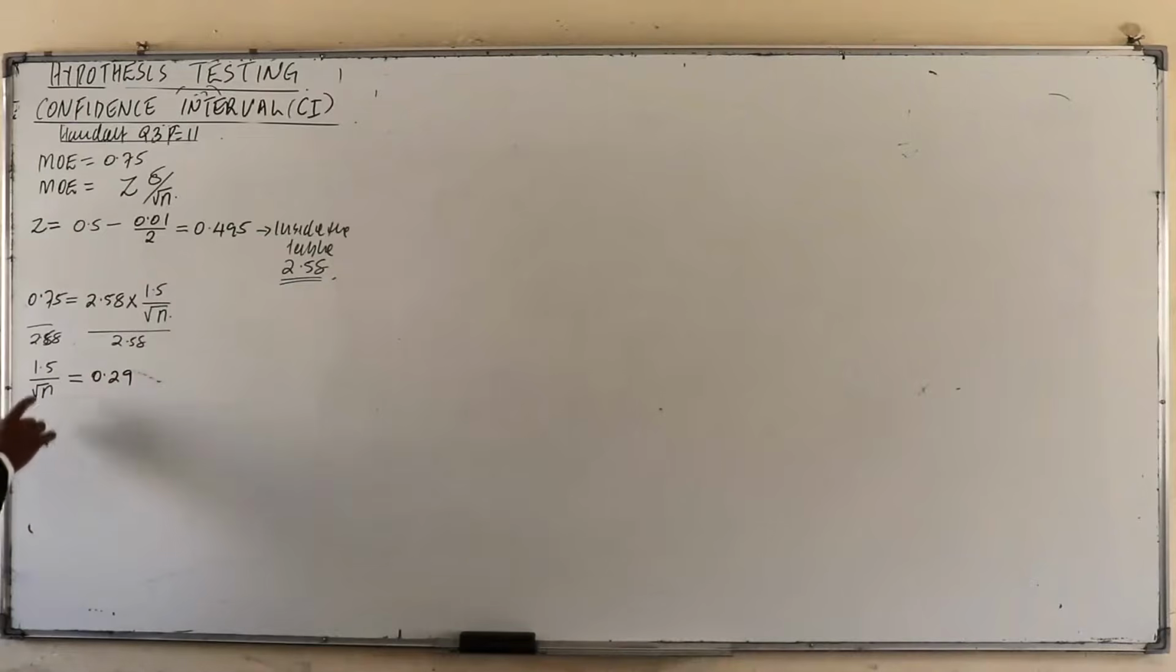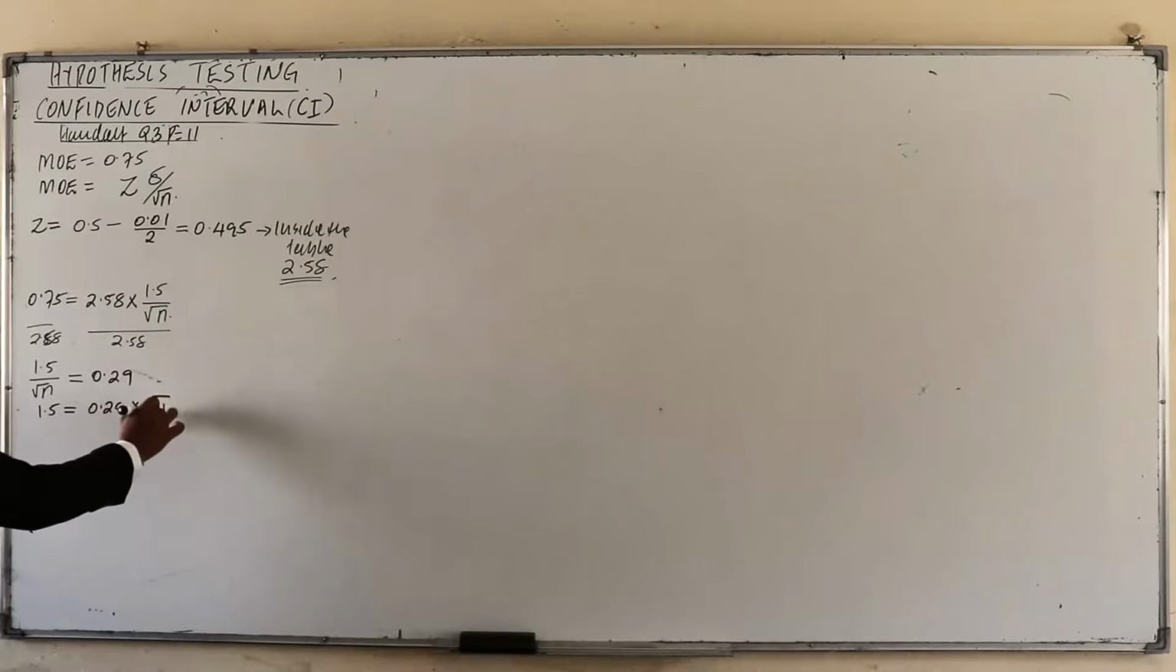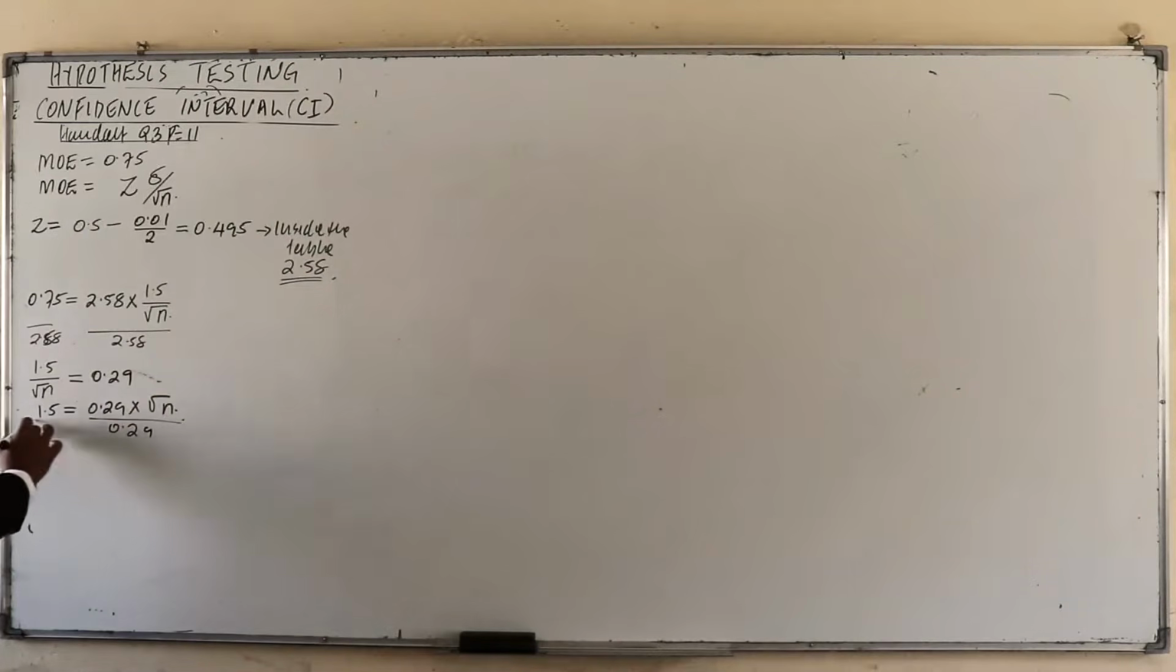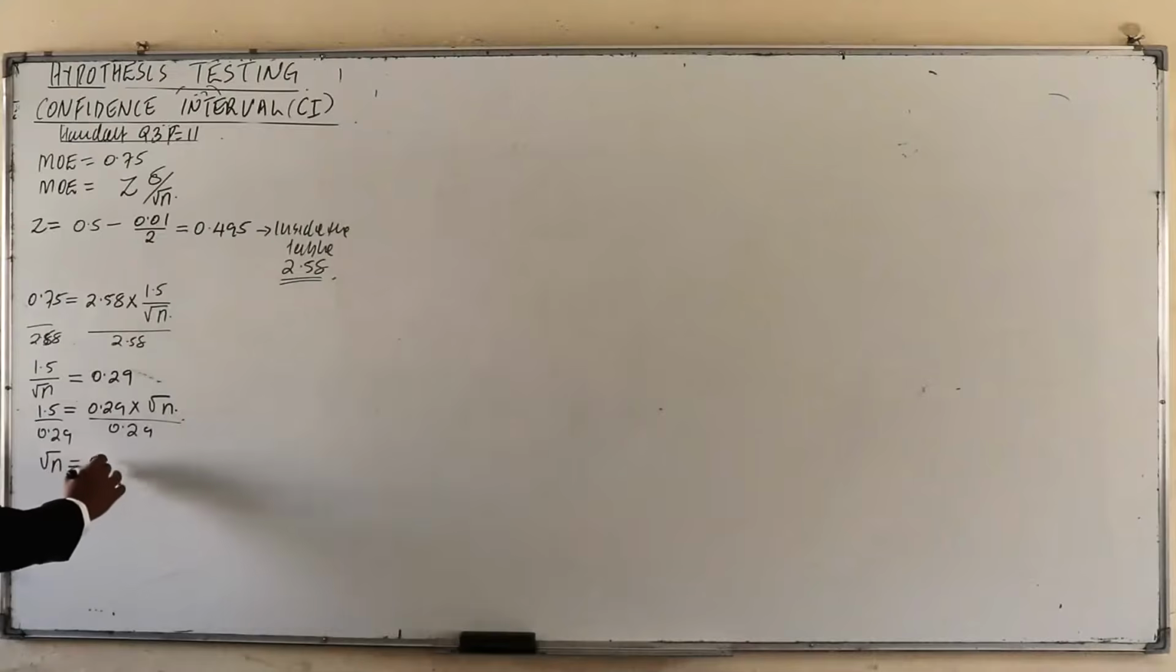Then we need this, so you multiply both sides by the square root of n. So it will be 1.5 equals 0.29 times the square root of n. Then you divide by 0.29, 0.29. So the square root of n is equal to 5.17.